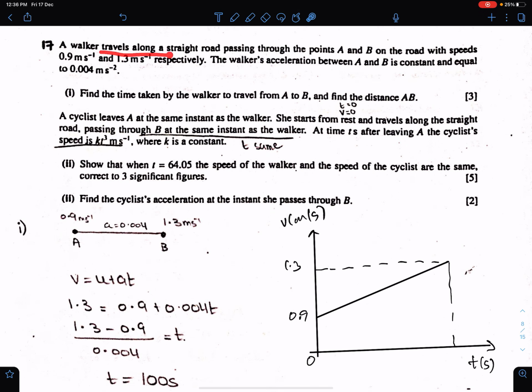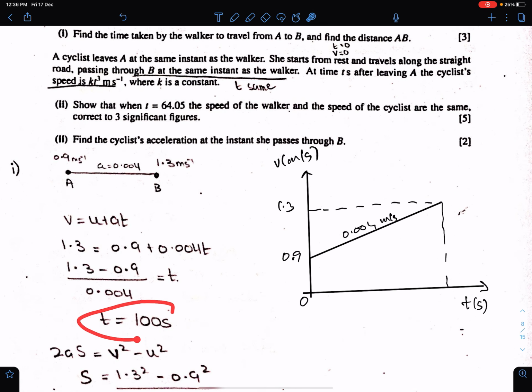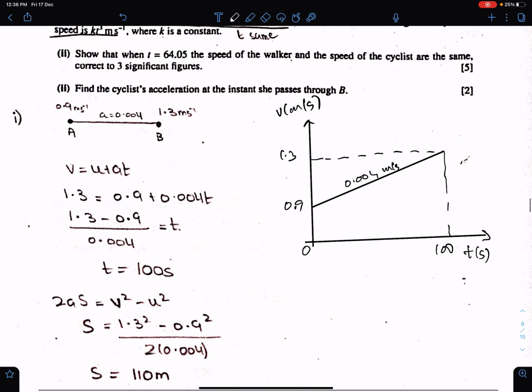A walker travels along a straight road passing through the points A and B on the road with the speeds 0.9 and 1.3. The walker's acceleration between A and B, this point is A and this point is B, is constant and equal to 0.004. Now with the help of equations of motion, we can easily get this time and this displacement. And we need both time and distance. So time is 100 and displacement is 110.